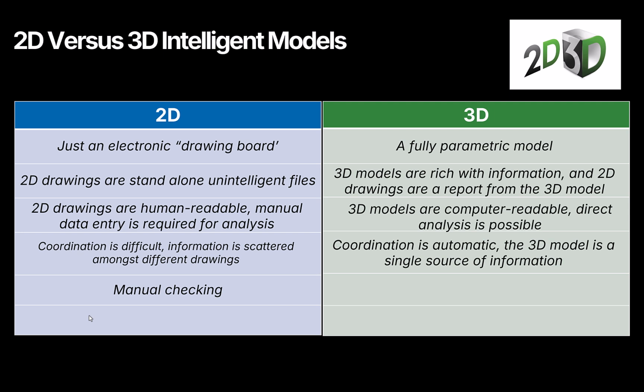Checking for conflicts, manual calculation to check clearances. With a 3D model, that checking is automatic. We can do utility conflict checking and clearance verifications automatically on the 3D model as well.